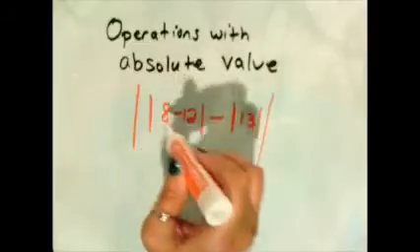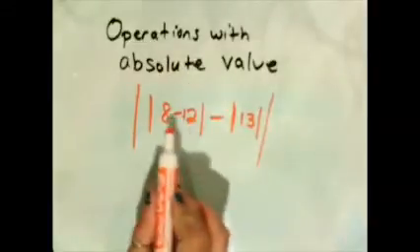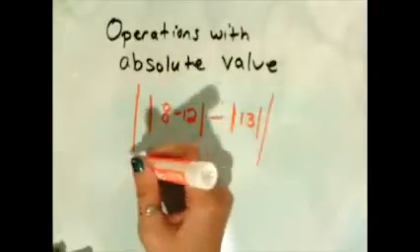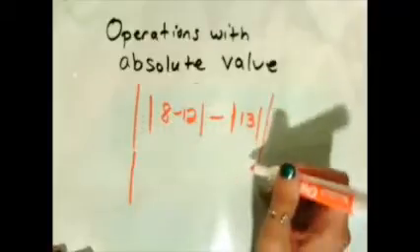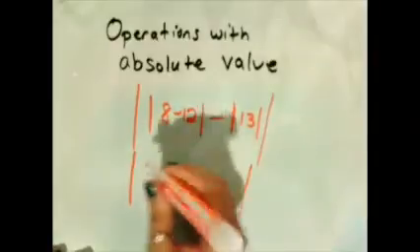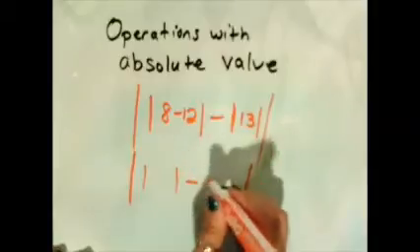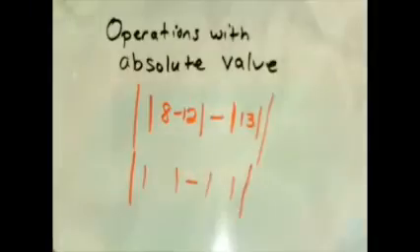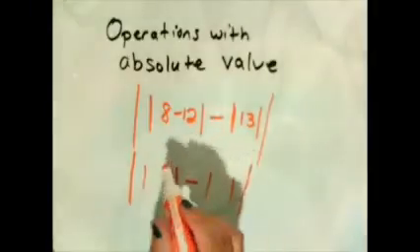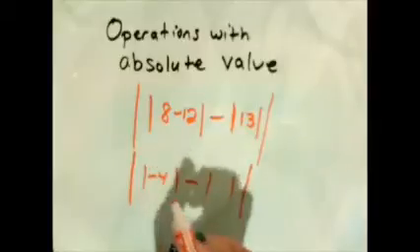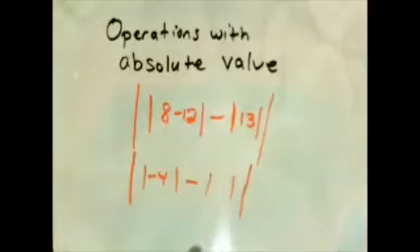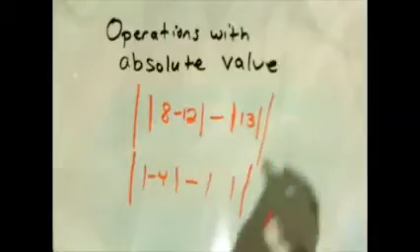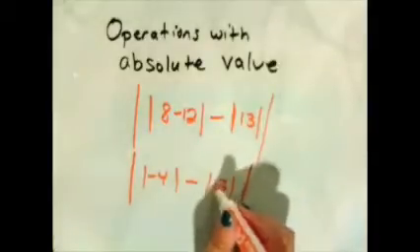Notice to be able to take this absolute value, I have to actually do this problem. So what is 8 minus 12? First off, I'm not touching most of this other stuff, so I'm just going to copy it down. So what is 8 minus 12? 8 minus 12 is negative 4, right? Because 12 is the bigger value there. So 8 take away 12 is negative 4. And then 13 I don't have to do anything with.